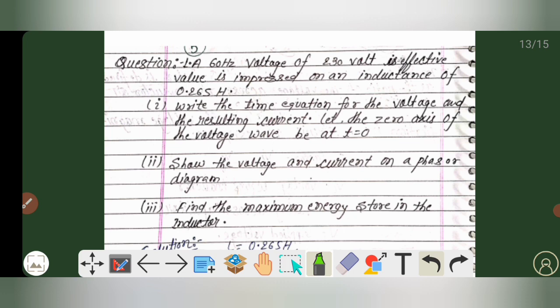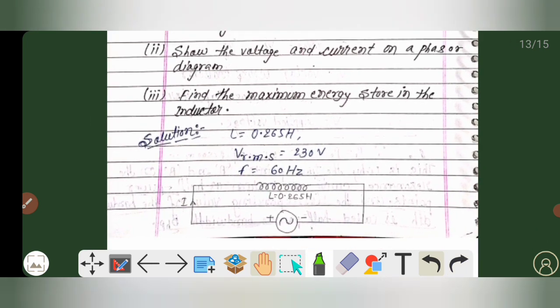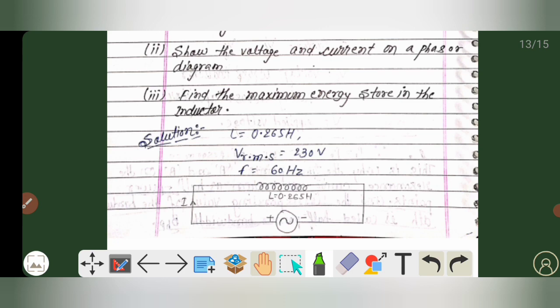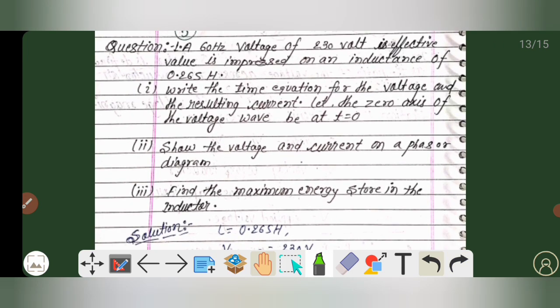Now, my dear friends, first of all, we will draw a circuit. As you can see here, a circuit is given where this is the inductor, this is our supply source, and this is the value of current. In the question it is given that the value of L is 0.265 Henry, the value of Vrms is given as 230 volt, and the frequency is also given.